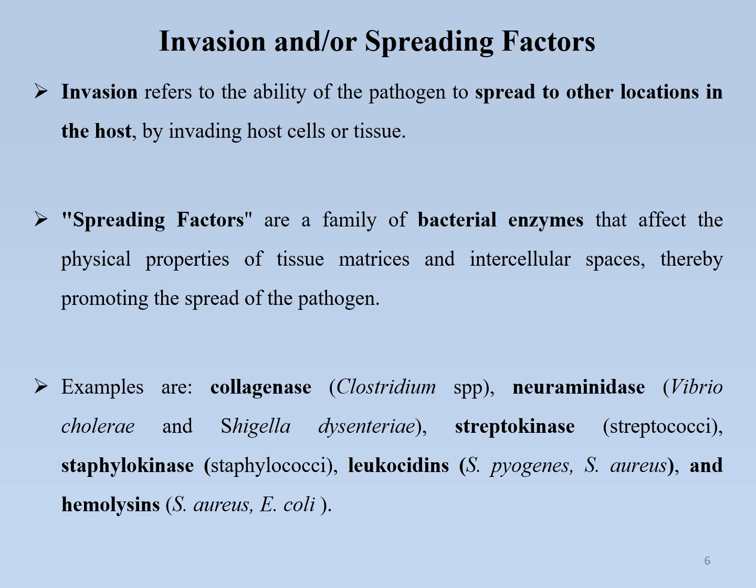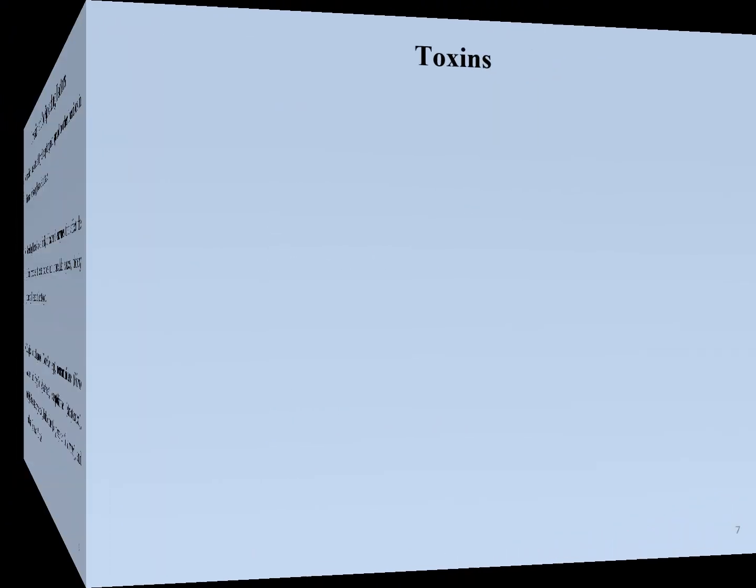Examples of these bacterial enzymes include the collagenase produced by Clostridium species, the neuraminidase, the streptokinase, and the staphylokinase, which is produced by Staphylococcus species, and we also have the leucocidase and the hemolysins. And the next interesting thing I would like to talk about is the toxins.